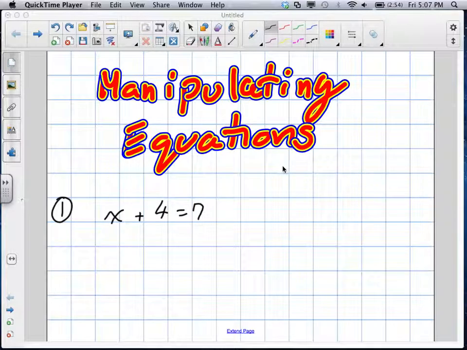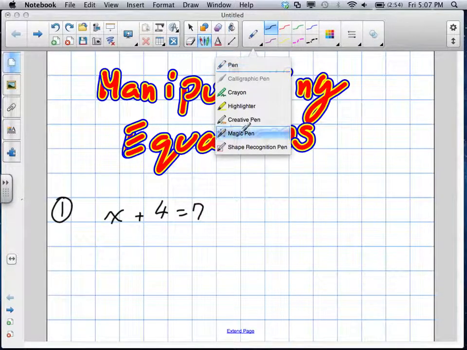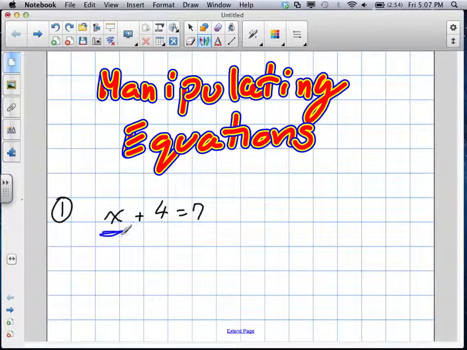Okay, so let's go over manipulating equations. We have an equation here that says x plus 4 is 7. We need to solve for x. Do you know what x is going to be? 1. Well, will 4 plus 1 give us 7? No.